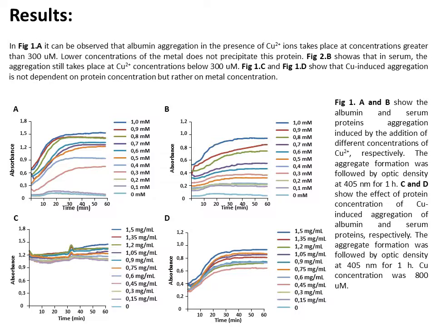In figure 1a and 1b, we observe that both albumin and serum undergo aggregation upon copper exposure. However, in the case of albumin, the aggregation does not take place at concentrations of copper lower than 0.3 millimolar, while in the case of serum it does. In figure 1c and 1d, we observe that the aggregation in albumin and in serum is dependent on copper content but not on protein concentration.